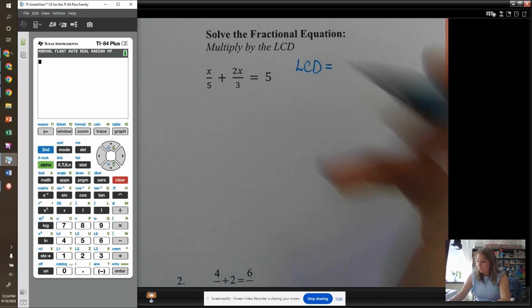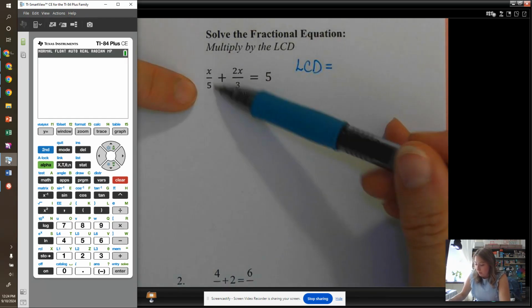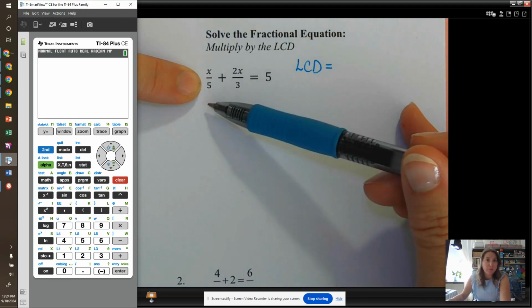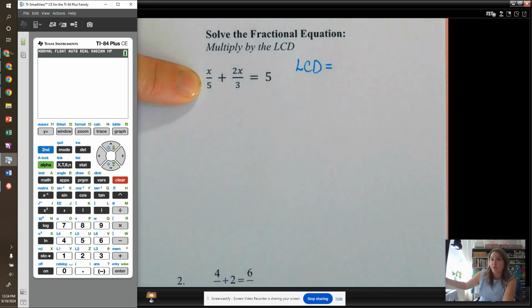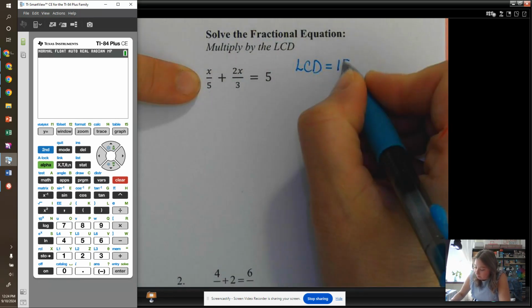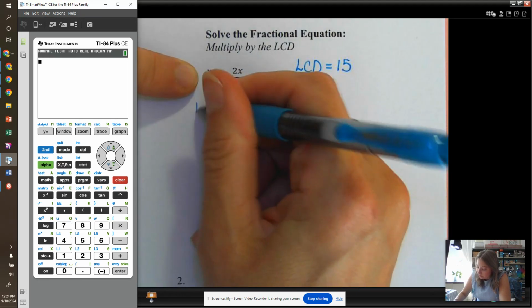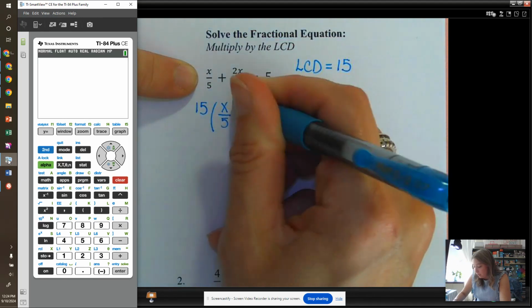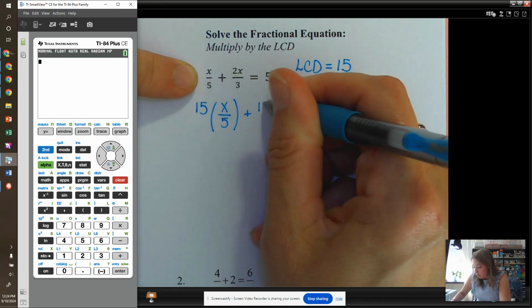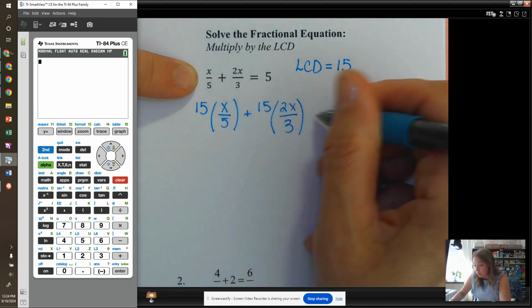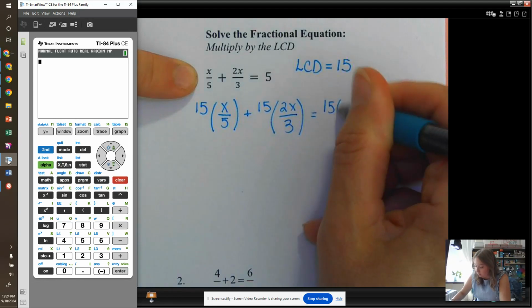numerators. So let's see. The biggest value down here in denominators is 5. 3 cannot multiply to become 5. So then my next default to finding the LCD, what's 5 times 3? That would be 15. So let's take that LCD and multiply it by every single piece of the equation. So the 15 has to multiply by every single piece of this equation here.